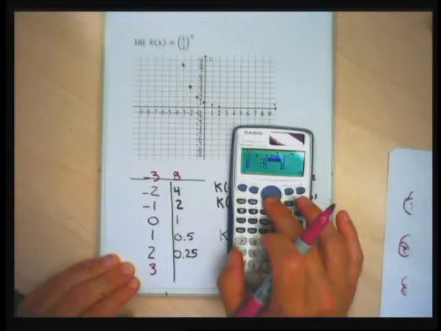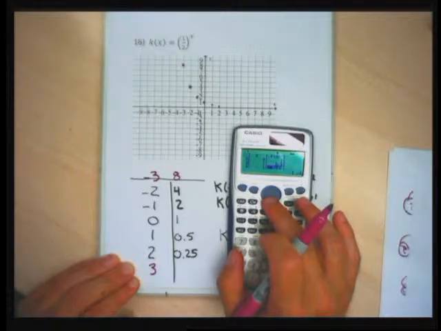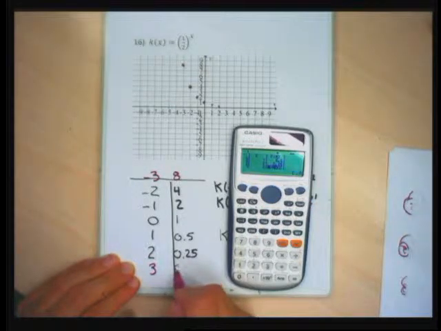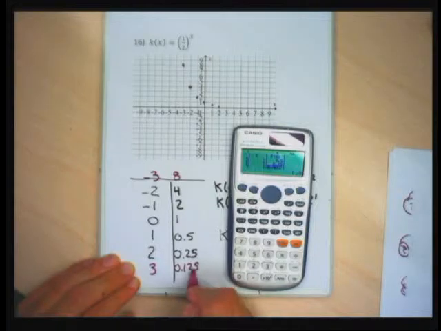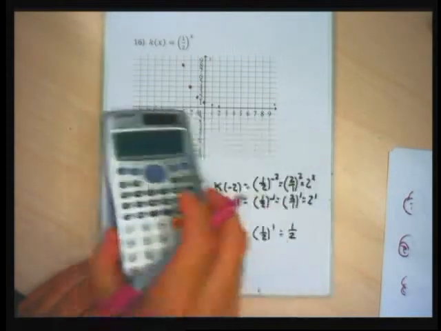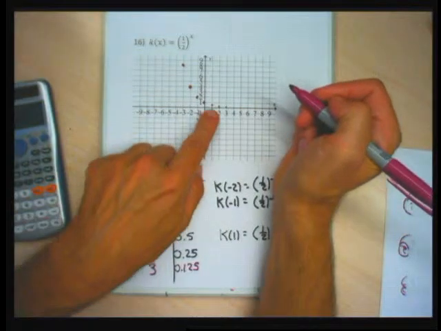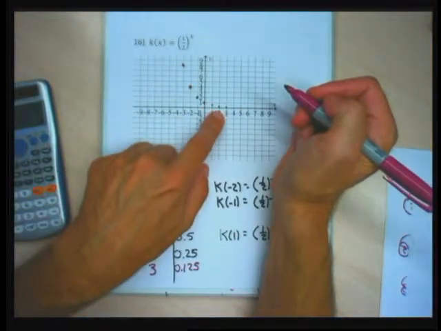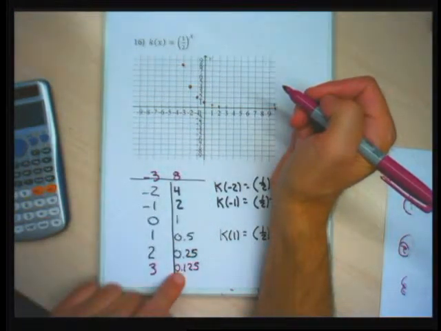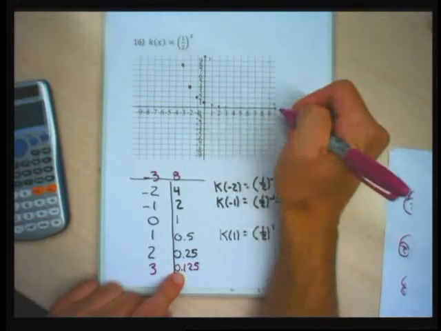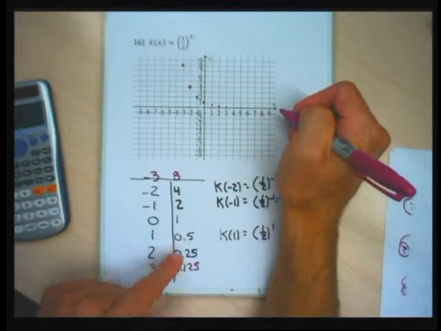There's the point -3, 8, -2, 4, -1, 2, 0, 1, 1, 0.5, 2, 0.25, 3, 0.125, which is 1/8. And the fourth, if I plotted that point, would be closer to the x-axis than the other decimal points, because 1/8 or 0.125 is closer to 0, which is what the x-axis is, than the other 0.25 and 0.5.